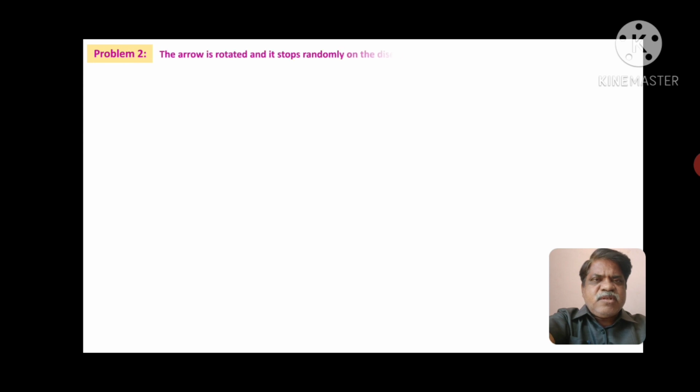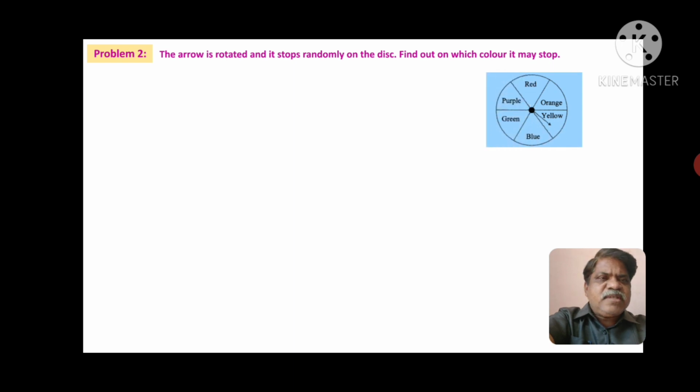Problem number 2. The arrow is rotated and it stops randomly on the disc. Find out on which color it may stop. You can see the figure where you could see the different colors starting from red, orange, yellow, blue, green and purple. The arrow is rotating, and where it stops, that we have to find.